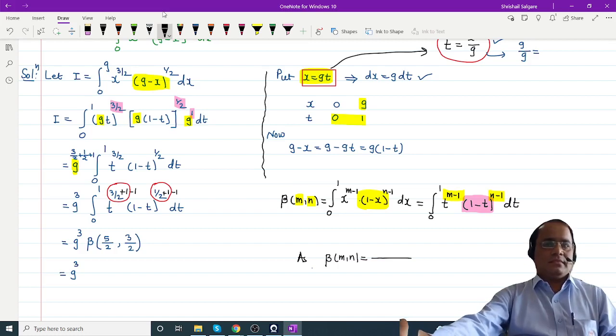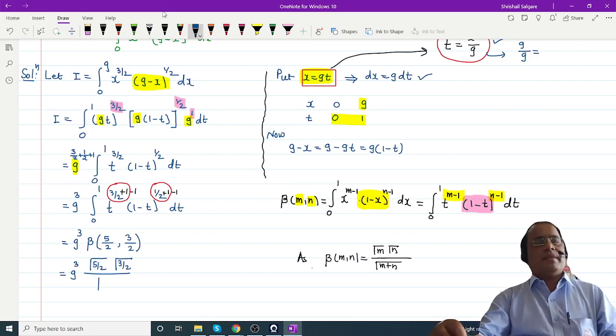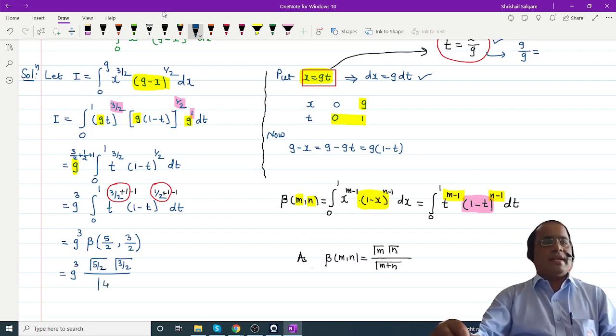Gamma m into gamma n divided by gamma of m plus n. Yes, so it is given as the ratio of gamma m times gamma n divided by gamma of m plus n. Now in this case, the value of m is 5 by 2. You have to write this as a ratio. So gamma of 5 by 2, next, gamma of 3 by 2, divided by gamma of 5 by 2 plus 3 by 2, that is 8 by 2, and it can be written as gamma 4.